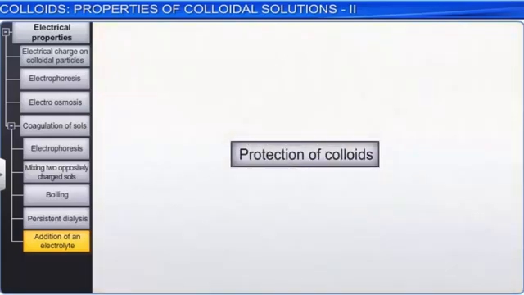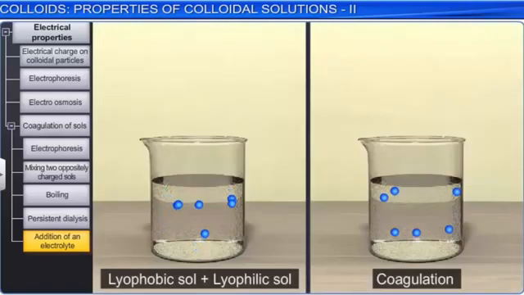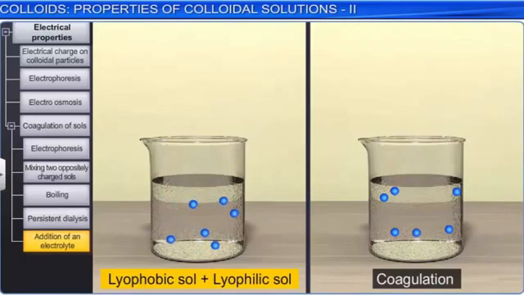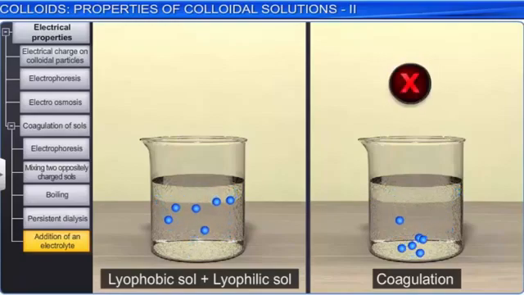Let us now discuss the protection of colloids. You already know that lyophobic sols, such as metal sols, are very susceptible to coagulation or precipitation. The process of protecting them from coagulation is referred to as protection of colloids. It has been observed that in the presence of certain lyophilic colloids, lyophobic sols acquire greater stability. They do not get coagulated easily when an electrolyte is added.